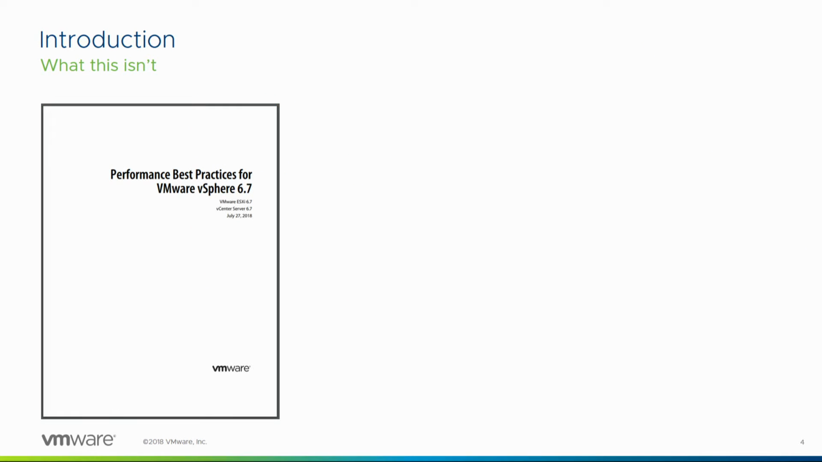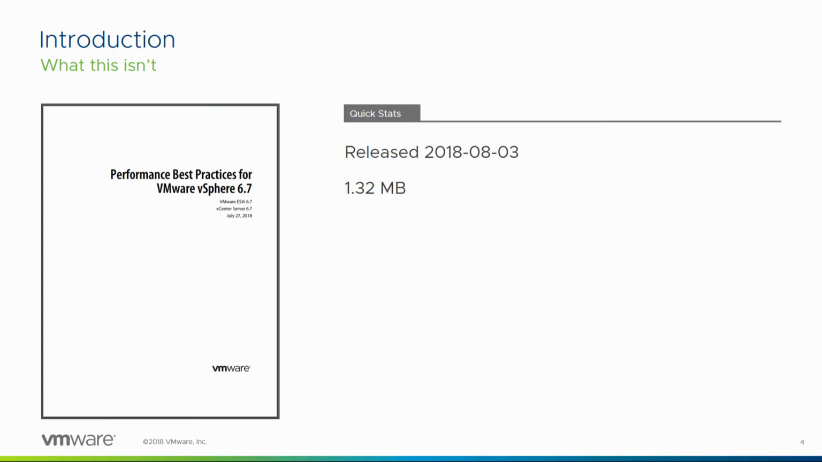All right, to kick it right off. The performance best practices document here in the 6-7 iteration was released in early August, and who here has read it? 3, 4, 5, all right. Who here knows it exists? Yeah. So it's actually not that big, right?